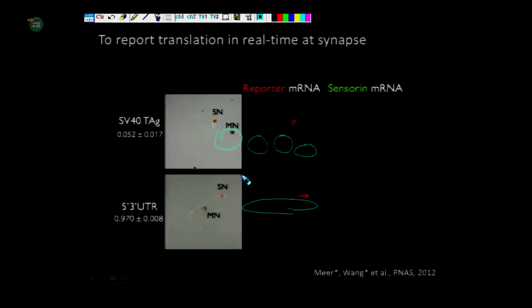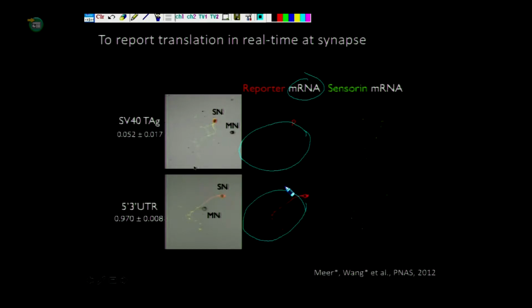Then what we had to do is to find the elements in that mRNA, either the sequence element or some structural elements that can drive any RNA into the distal site. And we found those elements.